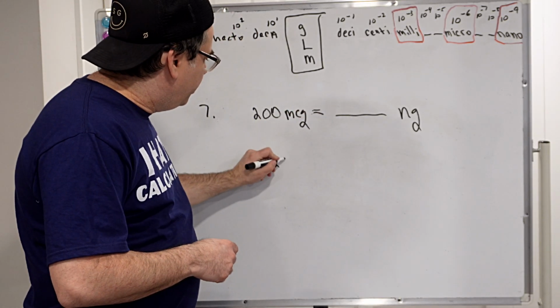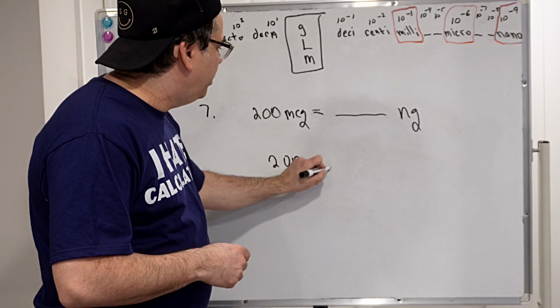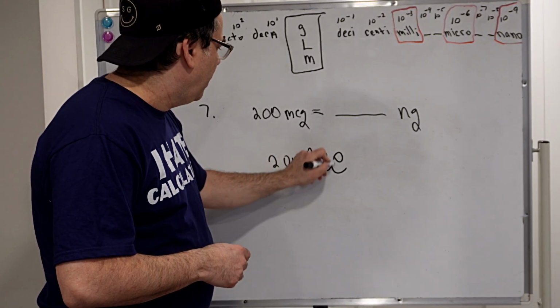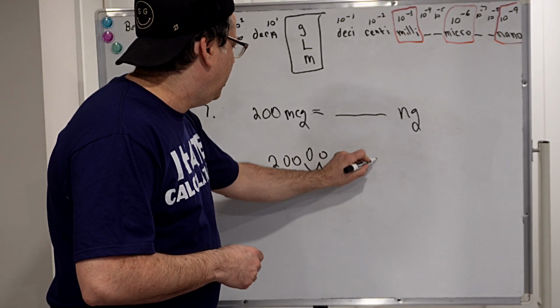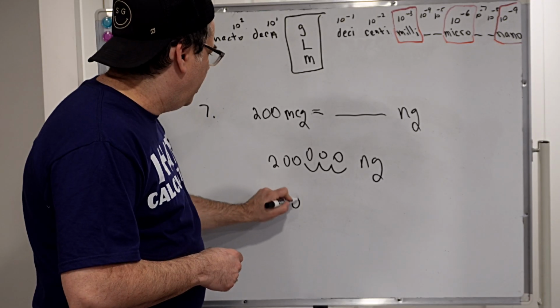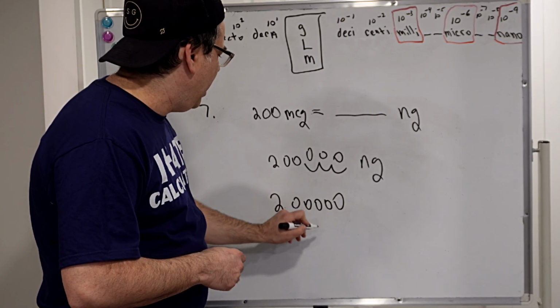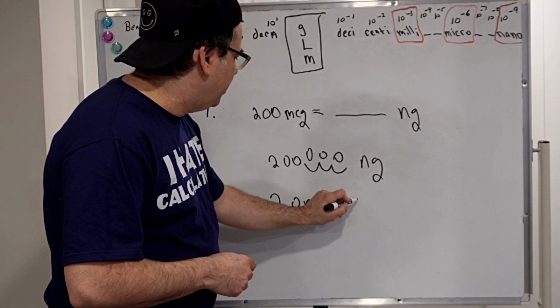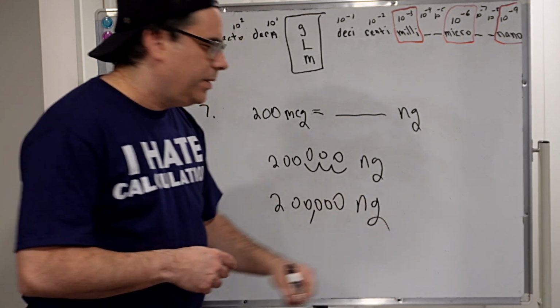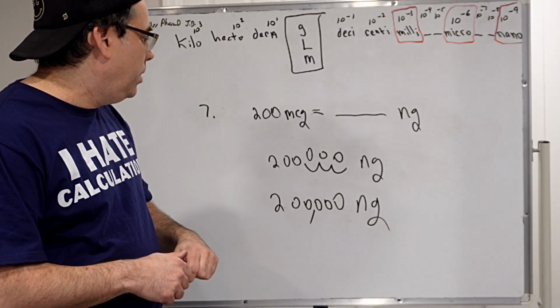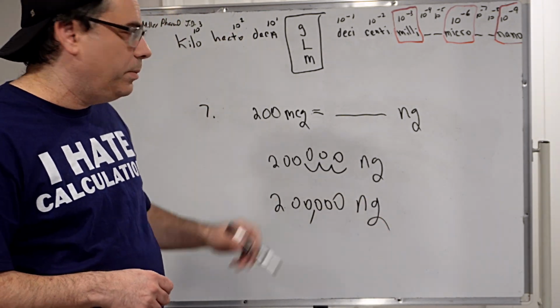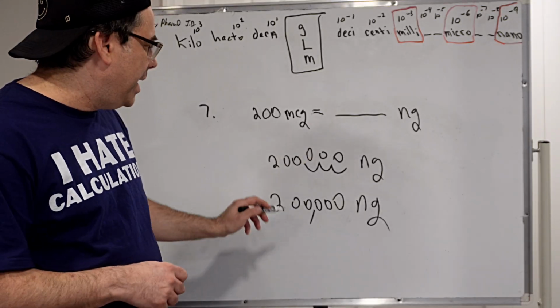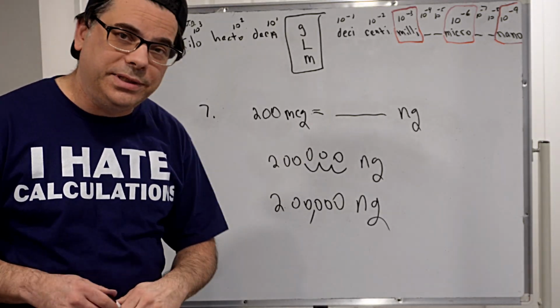So we have 200, 1, 2, 3. And that's going to be... So we're going to do 1, 2, 3, 4, 5. And it gives us 200,000 nanograms. 200,000 nanograms to go from 200 micrograms to nanograms. The answer is 200,000 nanograms.